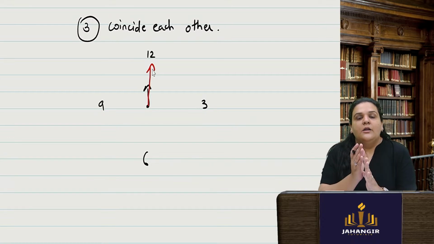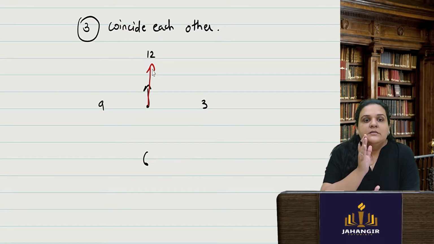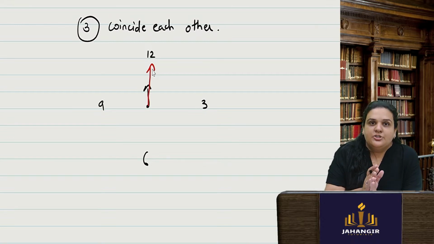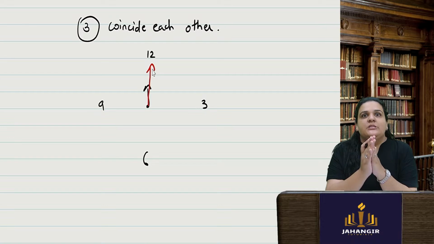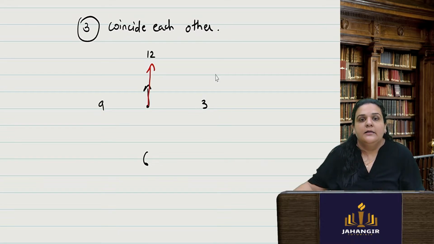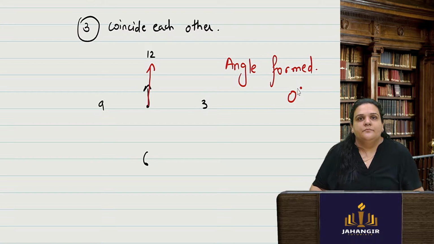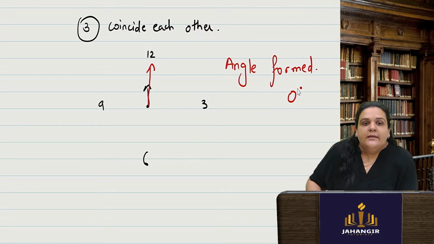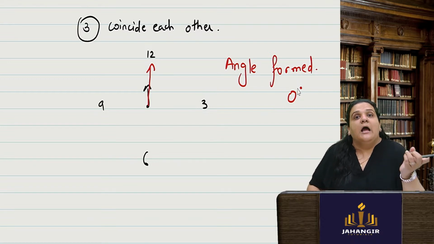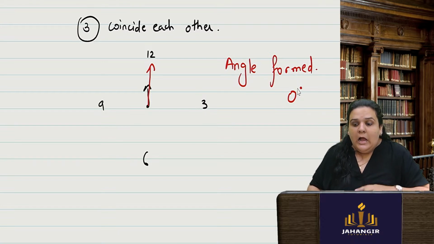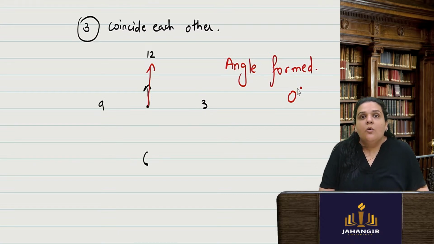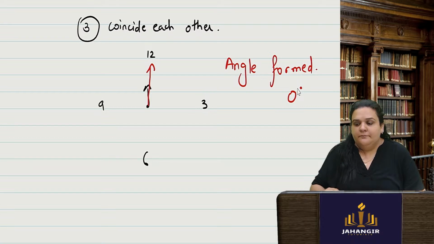Exactly, they are on each other. So they are coinciding on each other. Whenever both the hands coincide with each other, they are exactly on one another, the angle formed will be 0. There is no angle. It is going to be 0 degrees. No angle, 0 angle. Okay. So in a given hour, how many times is it going to coincide with each other?